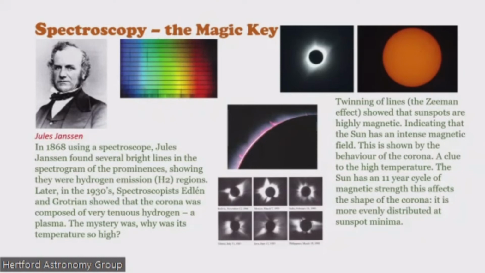Not only could you see what elements were present, you could also see if they were receding or approaching. You could see if they were spinning rapidly. You could even tell if it was a magnetic source, because you'd get twinning, the Zeeman twinning effect. And in fact, they found that on sunspots.